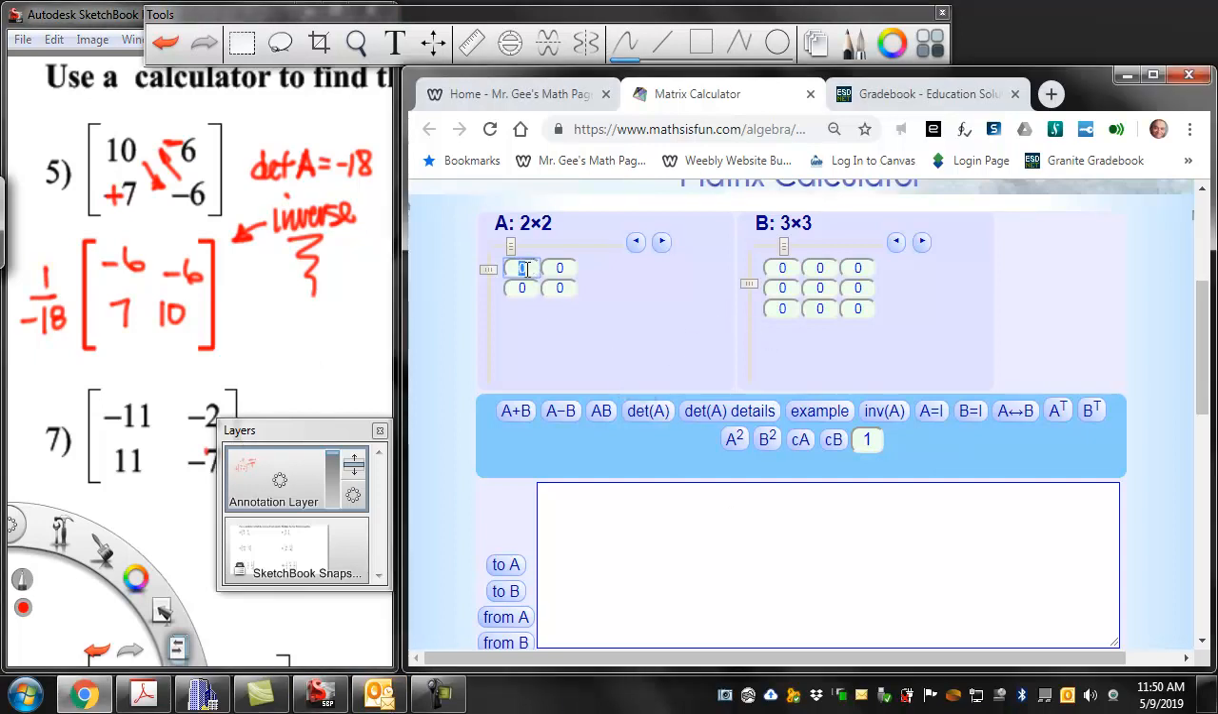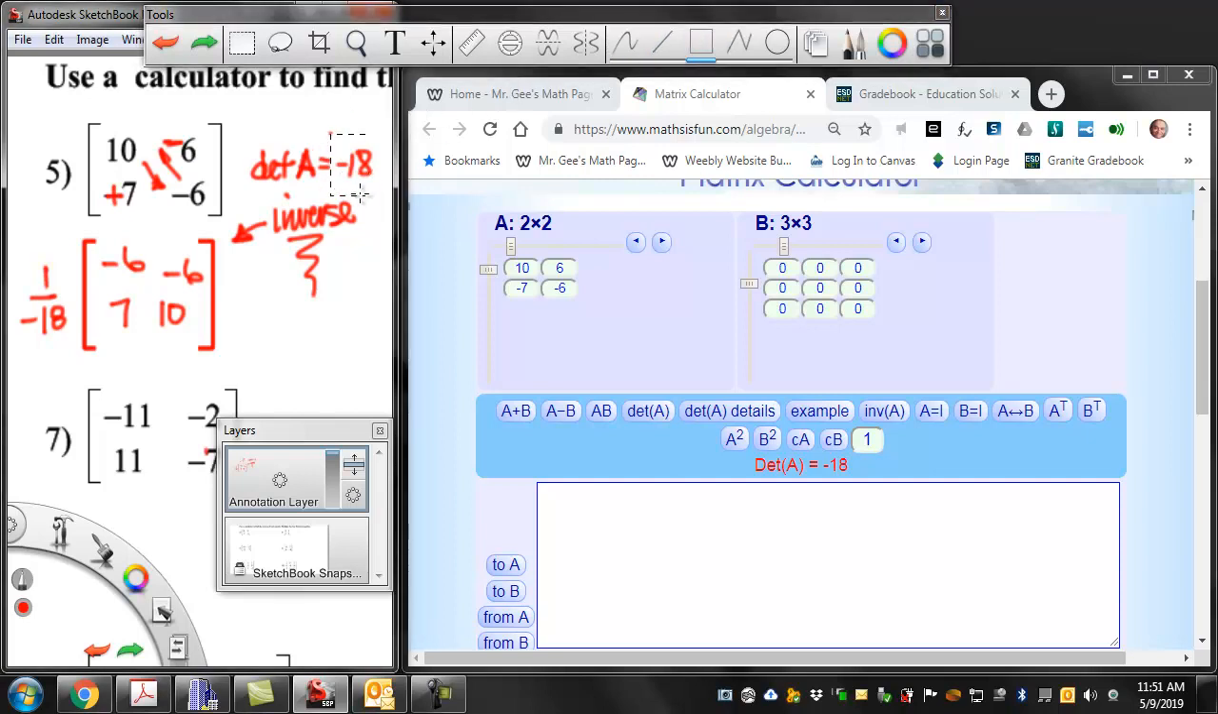Now we're going to go ahead and use the calculator. The first step that you want to do is just to type the values into your matrix. Always type it in A first, because that's the only one that we can take the determinant of, is matrix A. Now we're going to go ahead and hit determinant. That's a -18. It's the same thing that we got, so we know we're doing this thing right.